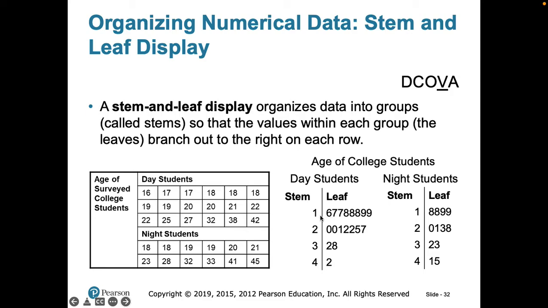So we know the first number is 16, the second one 17, the last one here is 19, the one before that is 19. This one will be 20, another 20, 21, 22, the last one here is 27, and then we have 32 and 38, and finally we have 42. So the stem is basically the tens, and the other numbers you just add on as the leaf, and those are the single digits.